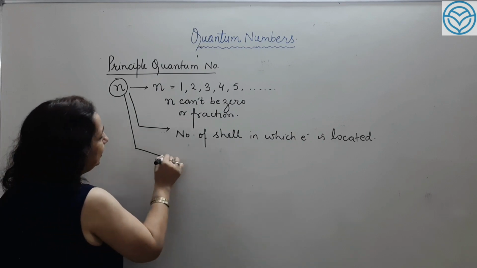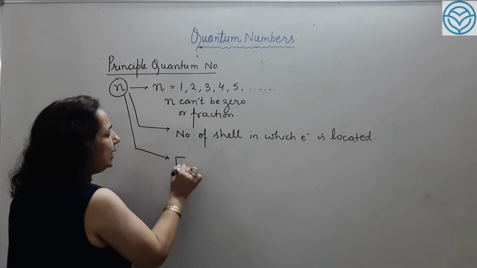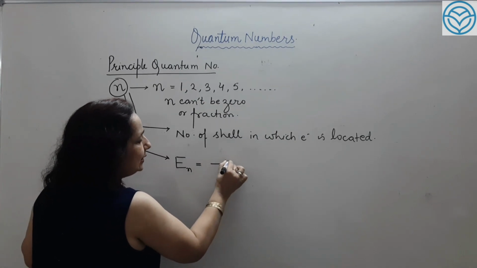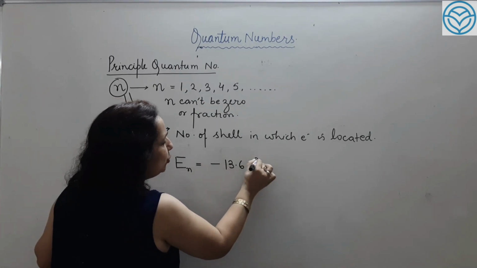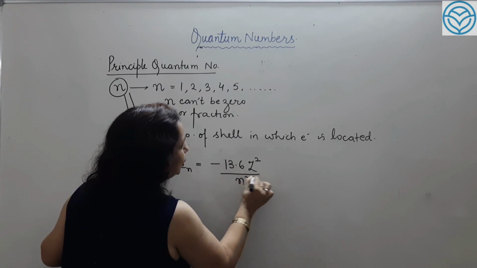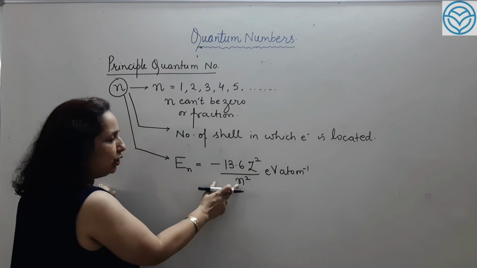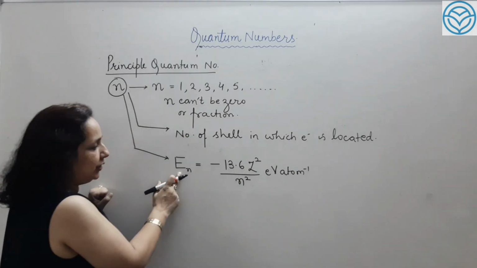Then N can tell us about the energy of the shell. The formula is minus 13.6 into Z square upon N square electron volt per atom. It means if you have the value of N, you can understand the energy of the electron.